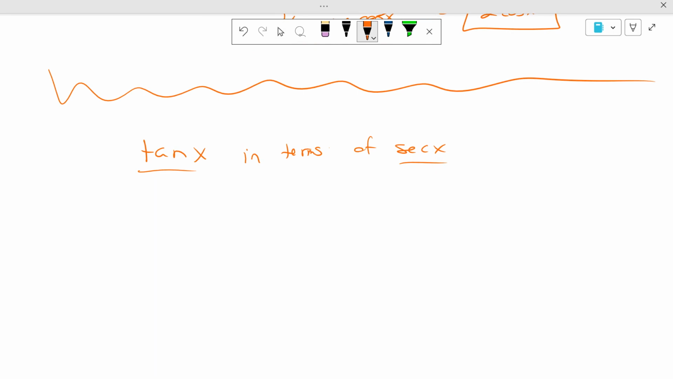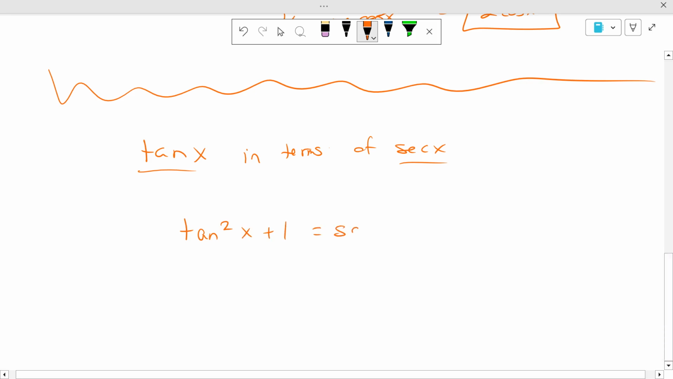Well, if you look at your Pythagorean identities, there sure is. I know that tangent squared of x plus 1 equals secant squared of x. Now, you might say, well, on your sheet, you said secant squared of x equals tangent squared of x plus 1. Well, what I'm solving for, I want to have on my left side. I want to get tangent alone. How do I get tangent alone? Subtract 1 from each side. Tangent squared of x equals secant squared of x minus 1.